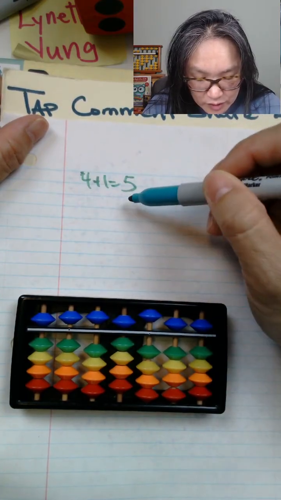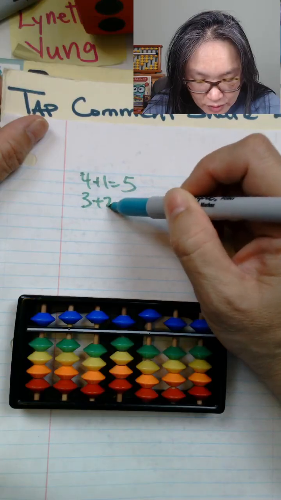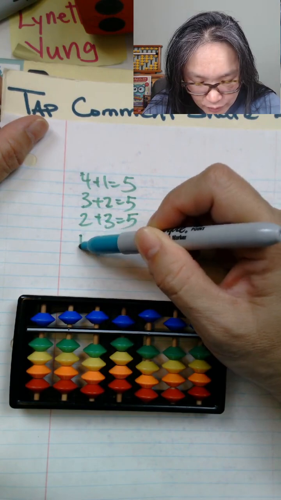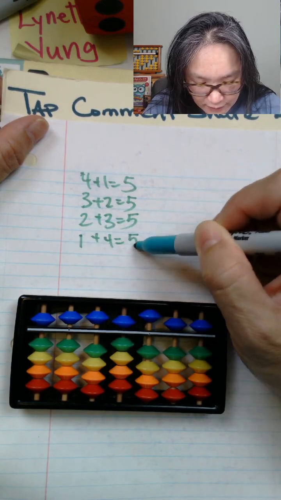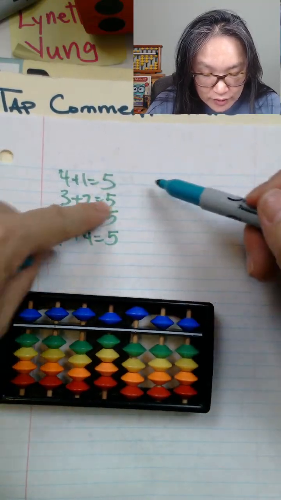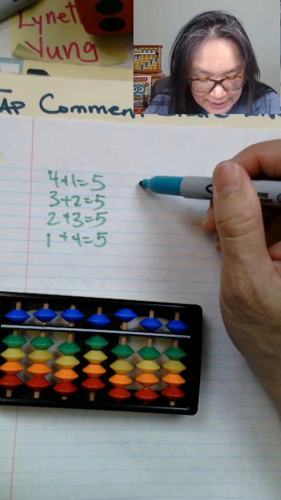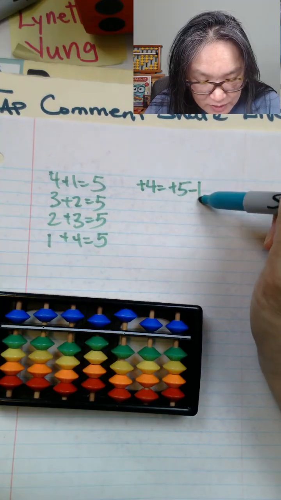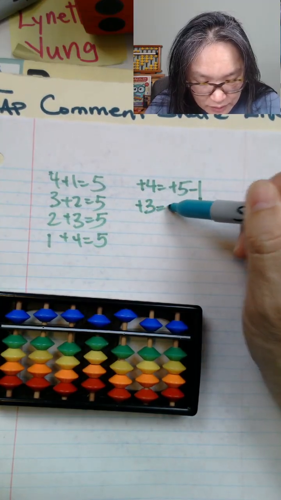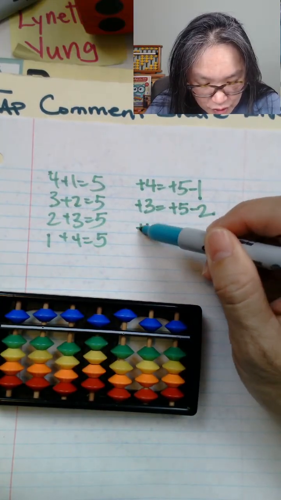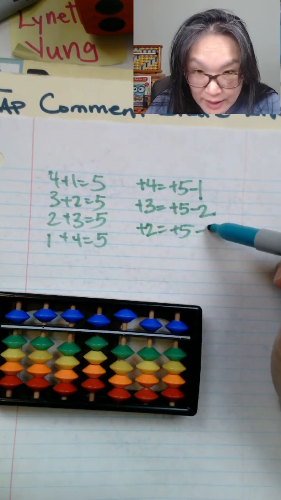This is what we learn in school, right? 3 plus 2 is equal to 5. 2 plus 3 is equal to 5. 1 plus 4 is equal to 5, right? There's the opposite. Well, before we do that, we're going to do the other side. We have to isolate the variable. We do plus 4 is equal to plus 5 minus 1. Plus 3 is equal to plus 5 minus 2. And then again, plus 2 is equal to plus 5 minus 3.